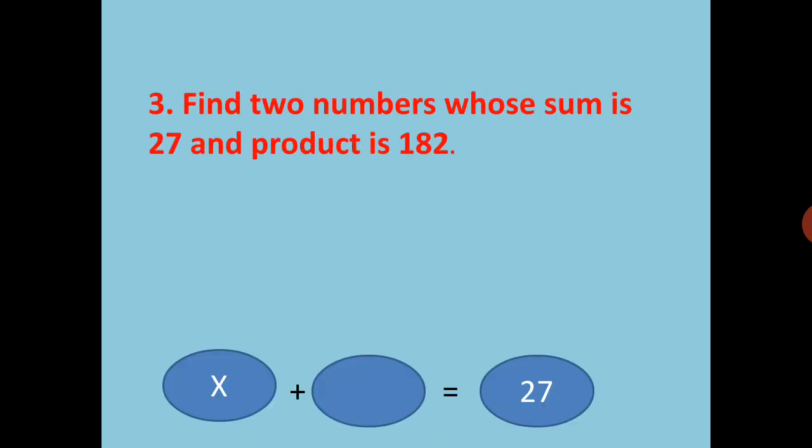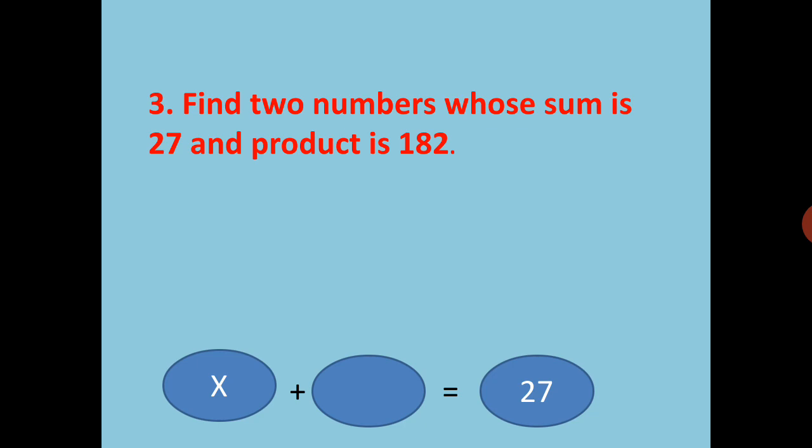Here, the very first question, that is the third question of the exercise. Find two numbers whose sum is 27 and product is 182. So you have been told that there are two numbers whose sum is 27. We have written it here on your screen. X is the first number that we have taken. Then we'll find our second number, which initially we don't know. Their sum is equal to 27.